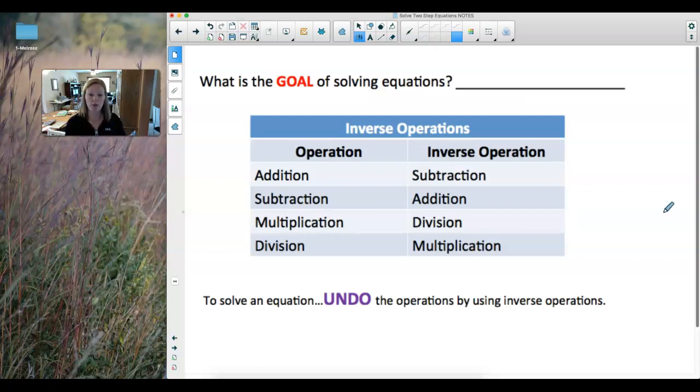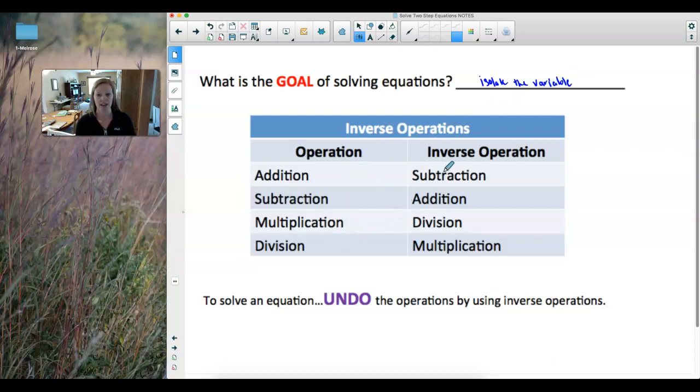A couple of things to remember. Remember that the goal of solving an equation is to isolate the variable. Our goal is to always get that variable by itself so there's nothing else attached to it. Sometimes the variable has a best friend and we want to keep them together as long as possible, but then ultimately the best friend has to go away. So we're going to do that by using what we call inverse operations. We have adding, subtracting, multiplying, and dividing.